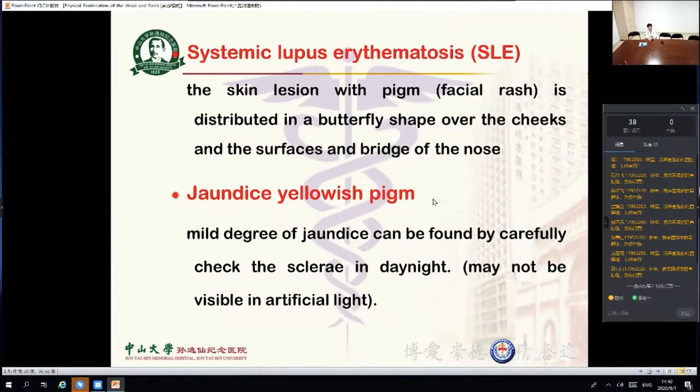And also, like yesterday, I introduced to you guys the jaundice, yellowish pigmentation. Mild degree of jaundice can be found by carefully checking the sclera in daylight, may not be visible in artificial light. So we need to check carefully, especially for those with mild degree of jaundice. And we may need to ask the patient in the daylight environment to check the sclera.